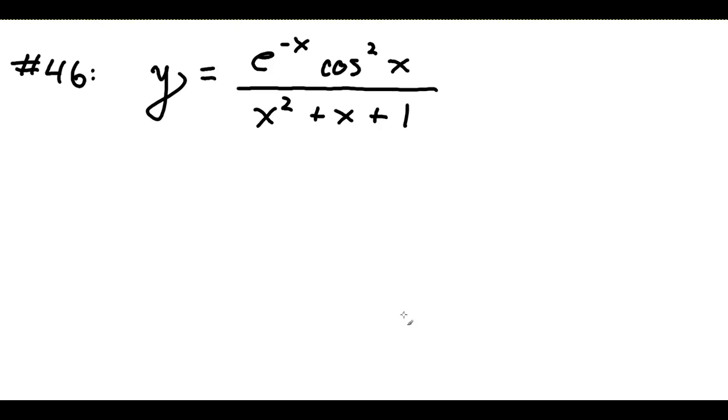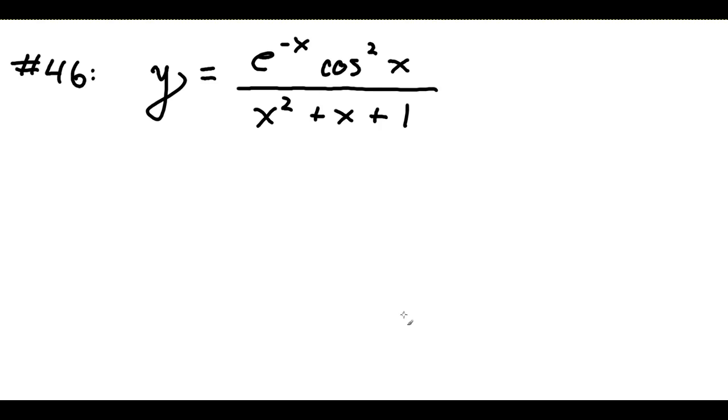Let's take a look at what I believe is exercise number 46 in the current edition of the textbook. We are given the function y equals e to the negative x times cosine squared x, all over x squared plus x plus 1, and we are asked to find its derivative.